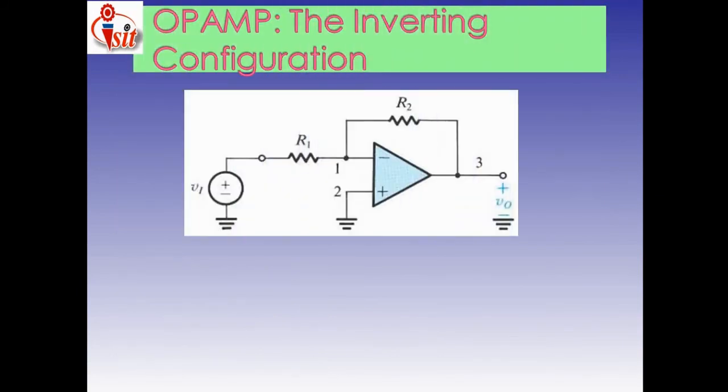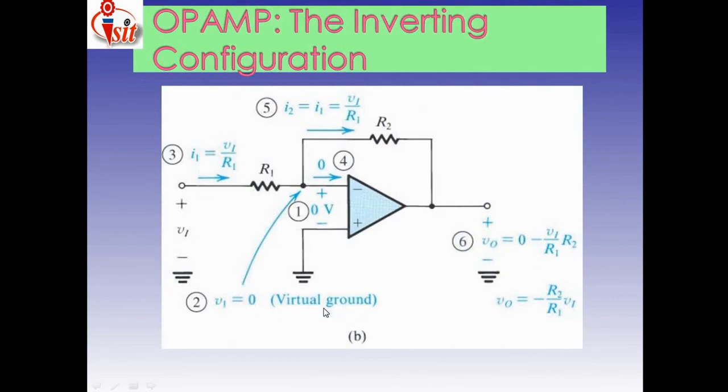Then the op-amp inverting configuration. This is the inverting configuration of the op-amp, where V1 is applied to this circuit and it produces the output voltage. Just see here, for the inverting configuration, the input voltage is applied to the negative terminal of the op-amp and the positive terminal is connected to ground. The negative closed-loop configuration and the virtual ground configuration relate to the inverting terminal of the op-amp. We are going to divide this inverting configuration into 6 steps.